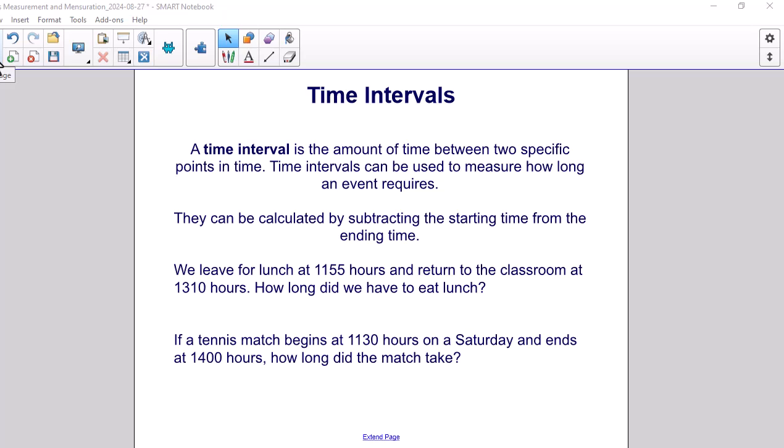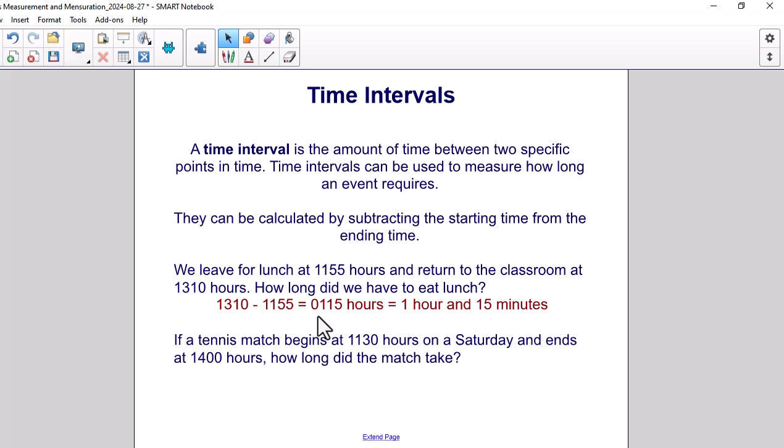Here's an example. If we leave for lunch at 11:55 hours and return to the classroom at 13:10 hours, how long did we eat lunch? So the ending time was 13:10. The starting time was 11:55. So we subtract the starting time from the ending time. It would look like this. 13:10 minus 11:55 is 01:15 hours.